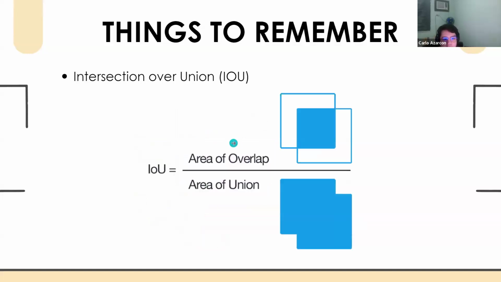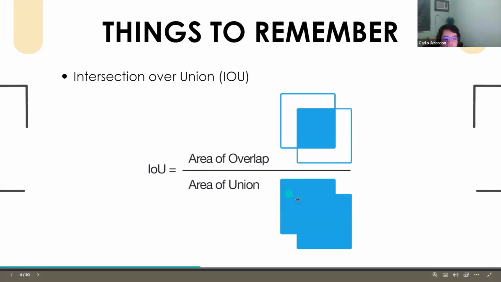Next is intersection over union, which is a metric that quantifies the overlap between two bounding boxes. In getting your evaluation metrics, you usually compare the ground truth and predicted box. So your IOU is just your area of overlap divided by the area of union, which is the combination of the area of the two bounding boxes.